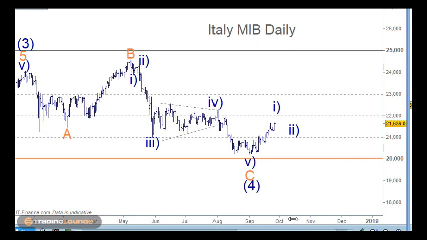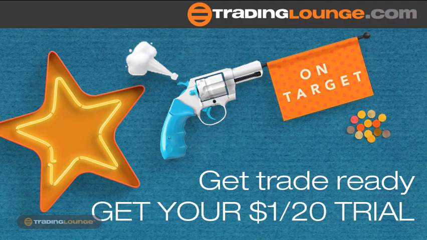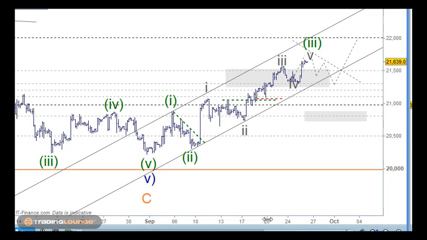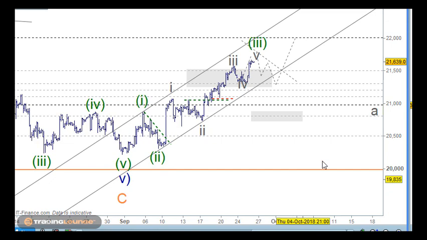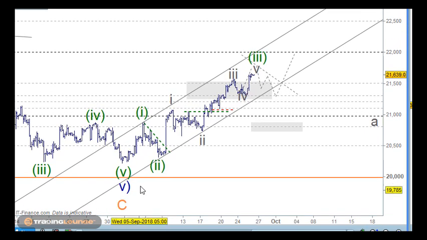But in the bigger picture here, if we get that as support here, then we'll be moving higher from that point. Let's go in and have a look at this here. As you know, I've been counting the little move up here in 2 different ways. On the 4-hour chart here, this is the primary count for this. So wave 1 and 2 here, and then going up into wave 3 here.